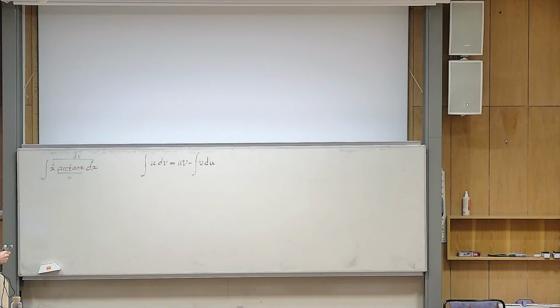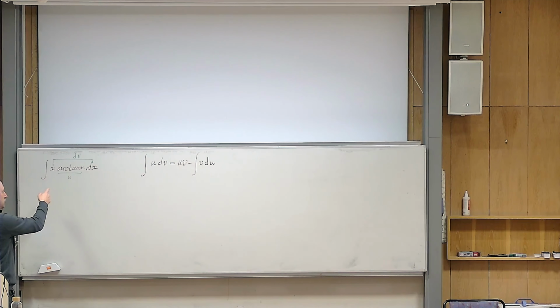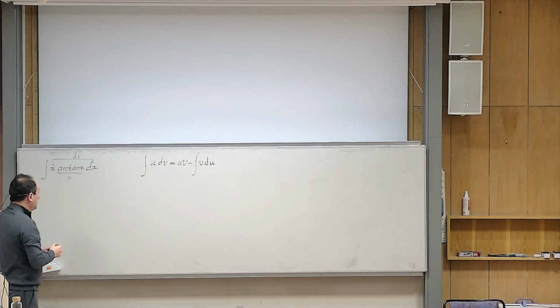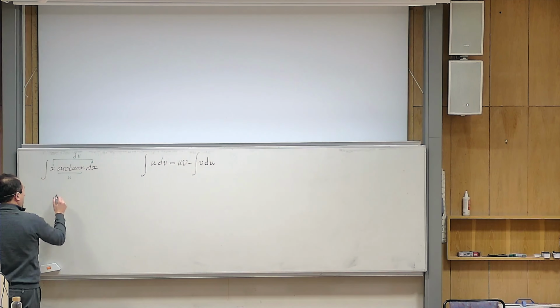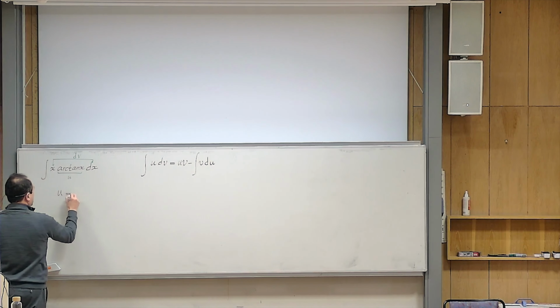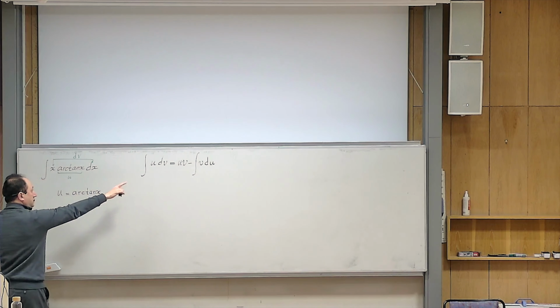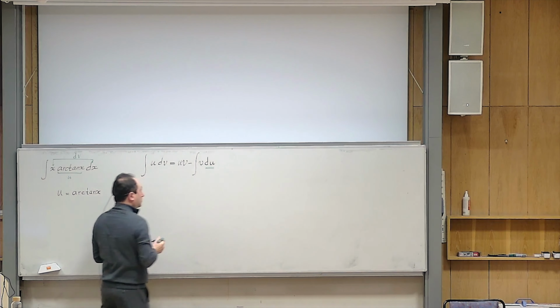Of course, you have to practice. You need to do some trial and error sometimes. It is inevitable. But here, it seems that this is a better choice than taking arctan of x dx to be dv. Why is this? Let me start with my choice here. I have u, arctangent of x.